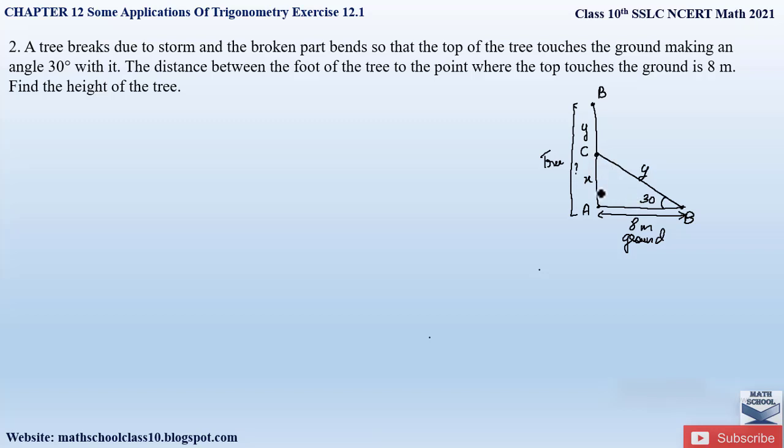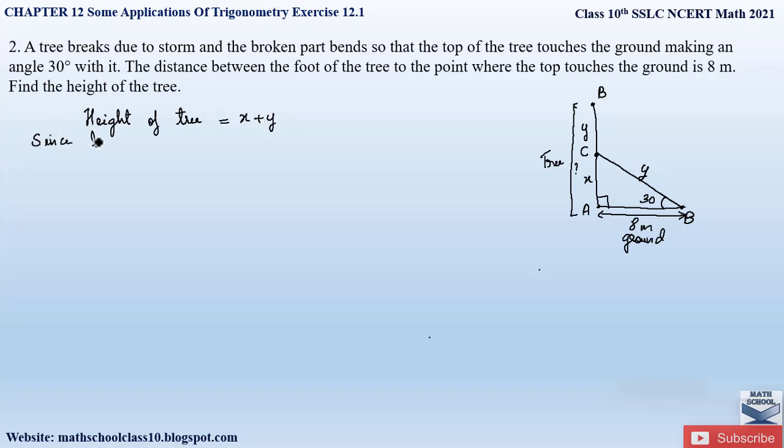Now you can see that a right angle triangle is formed. As this tree AB is vertical to the ground, this angle A will be a 90 degree angle. Therefore, this triangle CAB forms a right angle triangle. Now, since the right angle triangle is formed, therefore we can apply the trigonometric ratios and find the distance AC and BC. Okay, now the height of the tree is given by X plus Y. So we have to find out the value of X and Y to find out the total height of the tree. So let us write down height of the tree is equal to X plus Y.